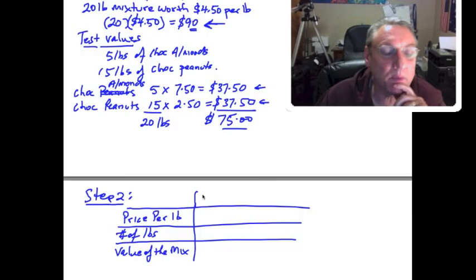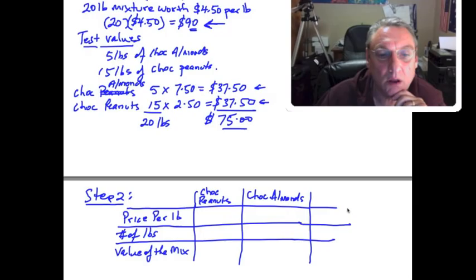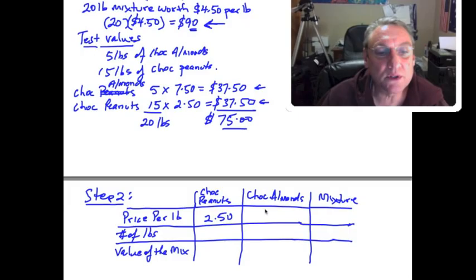And of course, now we have chocolate peanuts here, and we have chocolate almonds here, and then we have our mixture. Okay, now, so let's go with chocolate peanuts. We know the price per pound of these is going to be $2.50. Price per pound of chocolate almonds is going to be $7.50. The mixture's value is going to be $4.50. Okay, that's what we had up here.